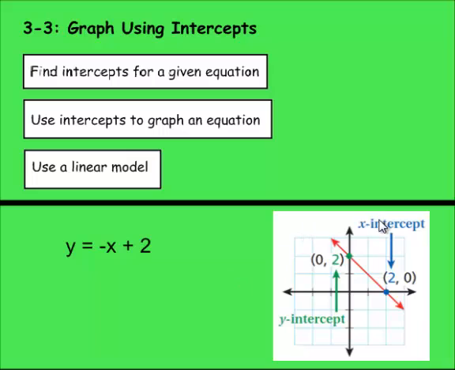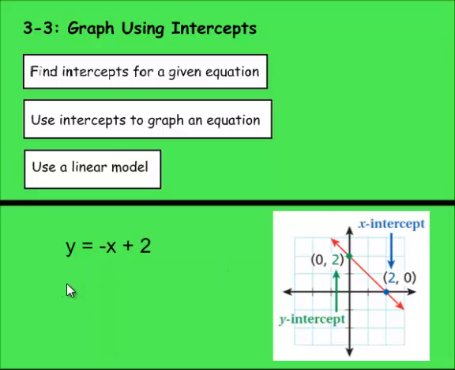Intercept is just a fancy word for crossing. So when we have the x-intercept, it's telling you what is x when y is at 0. When we cross this 0 for y, what is x? When we find the y-intercept, we say what is y when it crosses that 0 for x, or when x equals 0. So for this example, y equals negative x plus 2, we could find the y-intercept by finding out what it is when x equals 0.